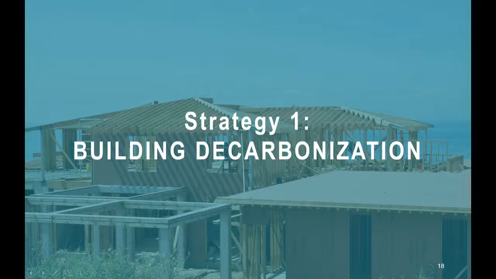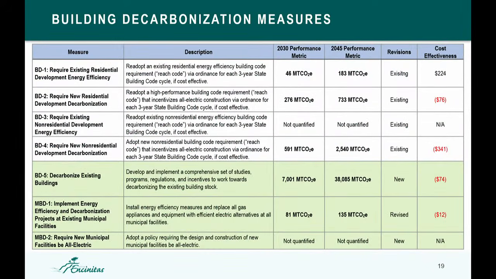Good evening, Council. My name is Ryan Lampkin. I'll be going over the proposed greenhouse gas reduction strategies and measures, starting with Strategy 1, building decarbonization, which seeks to increase energy efficiency and reduce natural gas consumption in buildings in Encinitas. Before I go through the greenhouse gas reduction measures in the building decarbonization strategy, I wanted to walk you all through this table that you'll be seeing in each of the strategies.